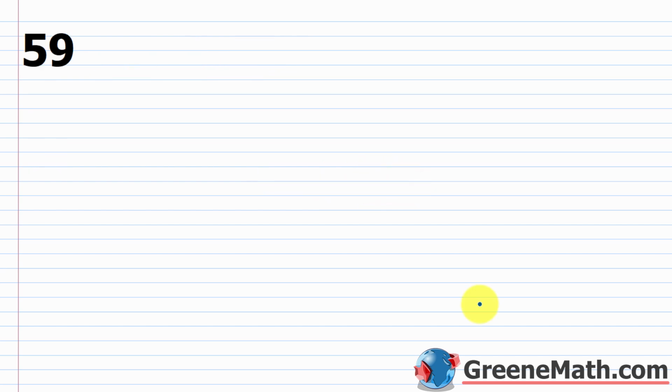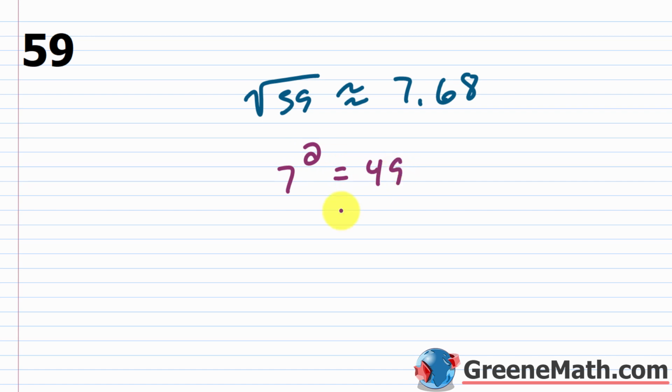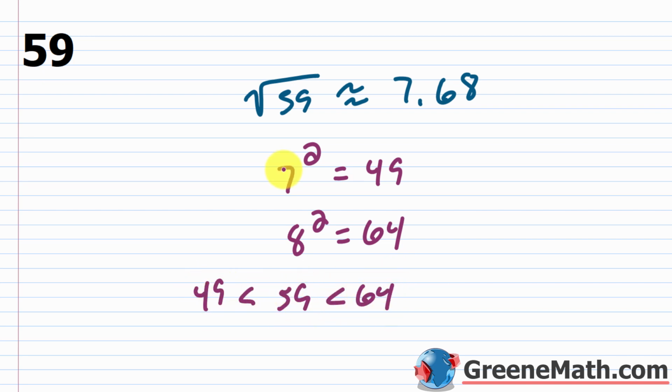All right, what about 59? So again, I can take the square root of 59 in my calculator if I'm lucky, and that would give me about 7.68 if I round to the nearest hundredth. Or if I don't have a calculator, I can think about the fact that 7 squared, again, is 49, and then 8 squared is 64. So the square root of 59, because, again, 59 is greater than 49 and less than 64, it's going to be between 7 and 8.